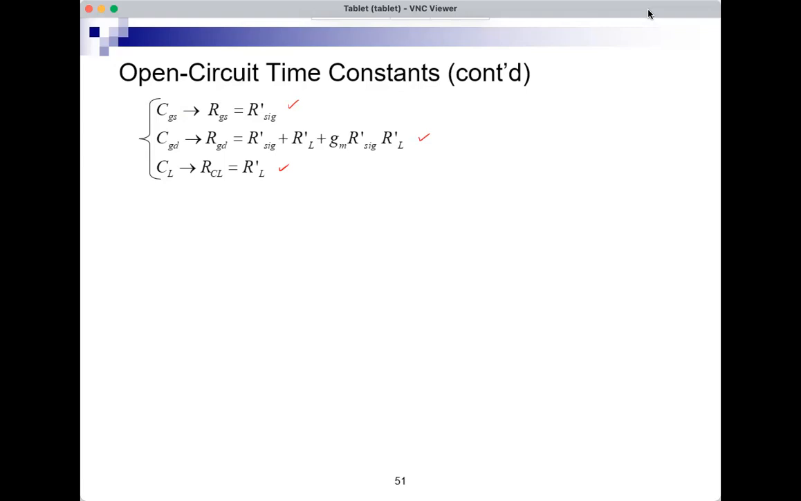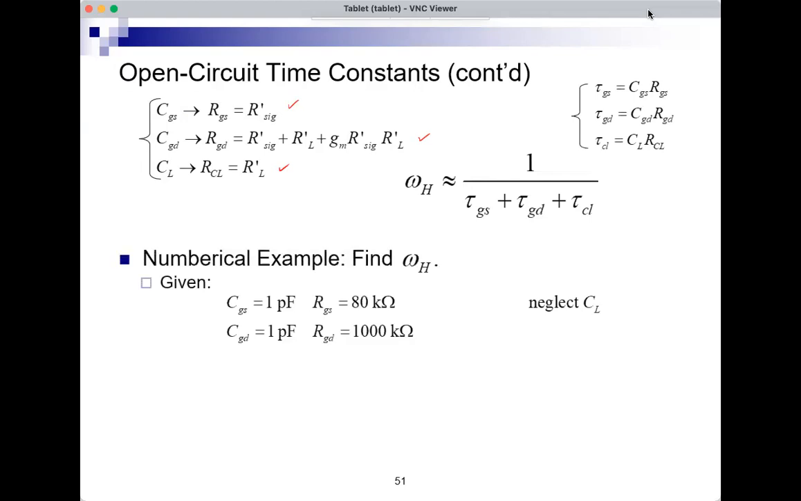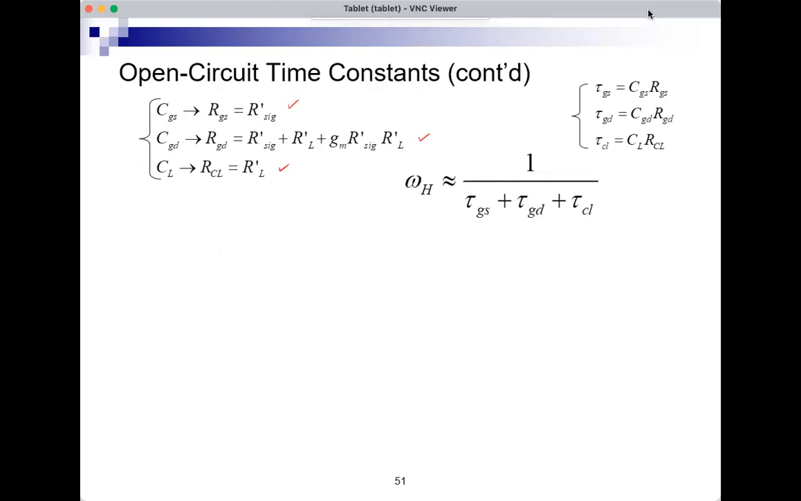And now we have everything we need to apply OCTC, and omega H would be 1 over tau GS plus tau GD plus tau CL. Tau GS is the product, CGS RGS, tau GD is CGD RGD, and tau CL is CL RCL, and RCL is R prime L.